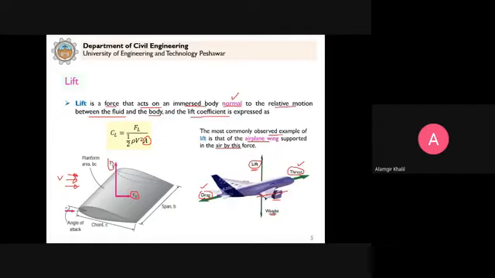Now when you calculate this lift force, if we know the lift coefficient, it will be equal to the lift coefficient multiplied by half rho v squared into A. As I said, this A is the characteristic area. In this case, it is just the area projected on a plane that is perpendicular to the force vector. So for the lift force, it will be the planform area.